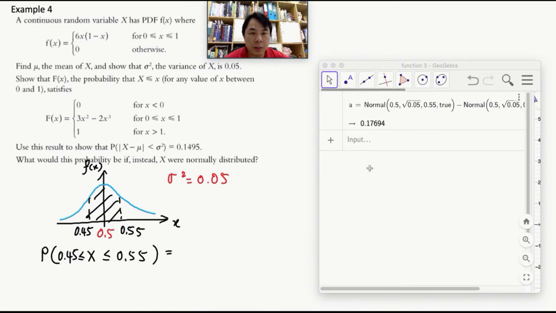Now, I'm going to show you the step by step in a while. If you are using software, you should be able to get 0.17694 here, or approximately 0.1769. Which, based on your requirement, is not too far from this. And if your requirement is more strict, then maybe this normal distribution would not fit very well with this probability density function. Okay, so I hope that's clear.